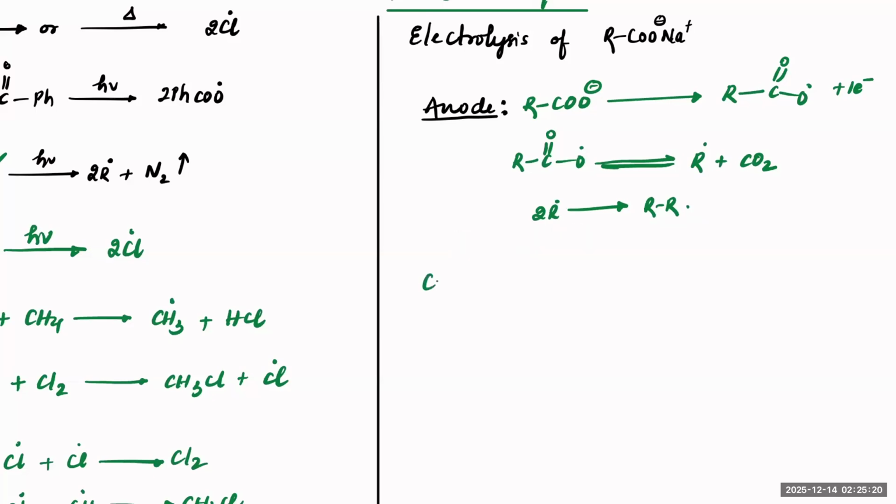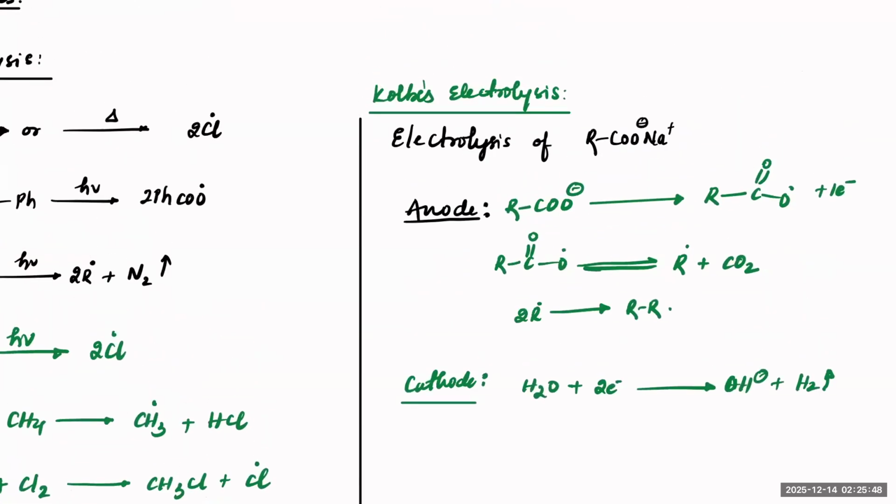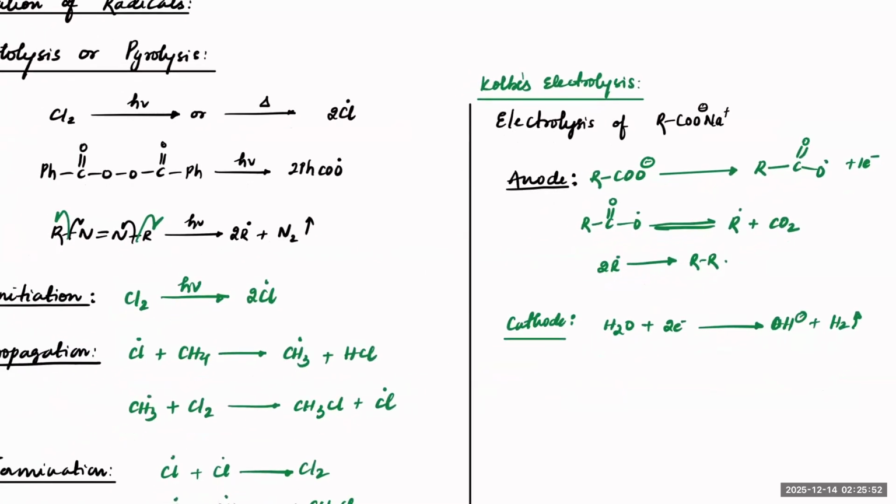If you ask, sir, what happened with the cathode, see, in upcoming chapters, this is a question as well. What is the reaction at cathode? At cathode, we have only water. So water will consume these electrons. So we will get this as OH minus here plus H2. So this is the anode and cathode reaction in Kolb's electrolysis, everybody.